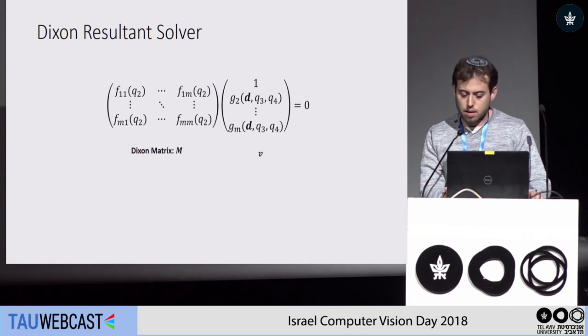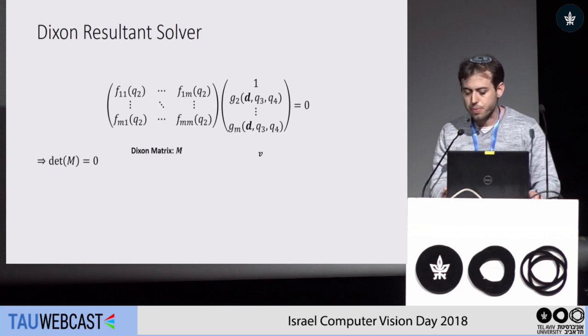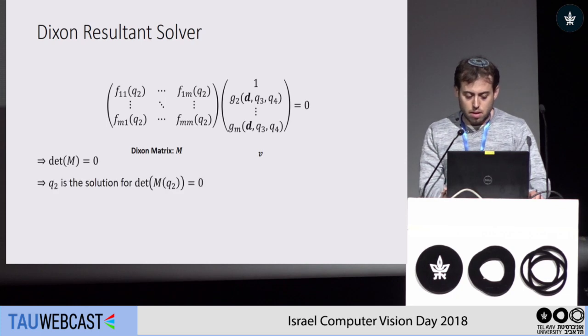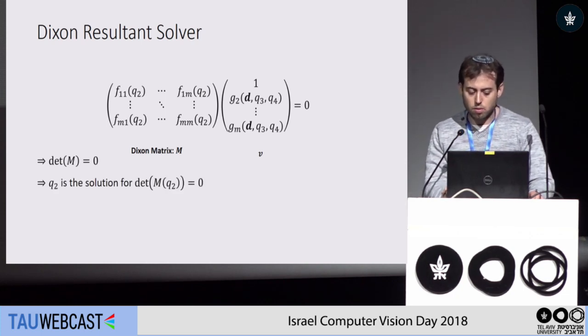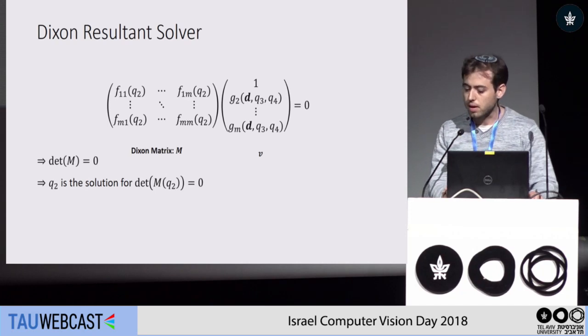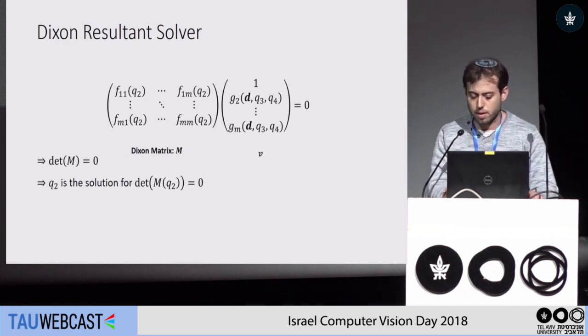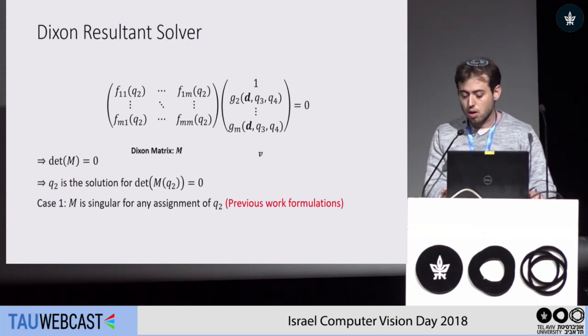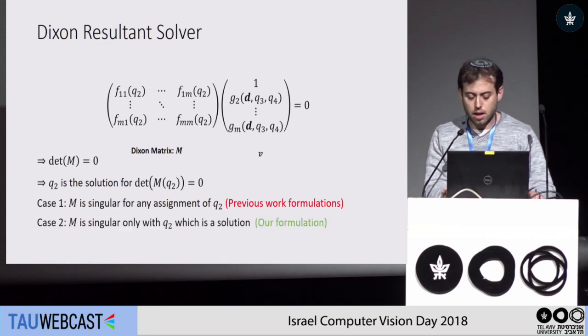Since the vector V is assumed to be non-zero, the matrix must be singular. As a result, the determinant of M must be 0. So it must hold for the right solution of Q2. So Q2 can be found as the solution that zeroes the determinant of M. However, for some formulations, M is always singular, even if Q2 is a solution for the problem, or even if it's not. But in our formulation, it turns out that M is singular only with the right solution for Q2.